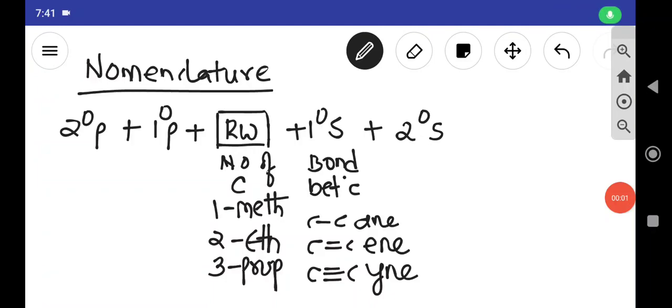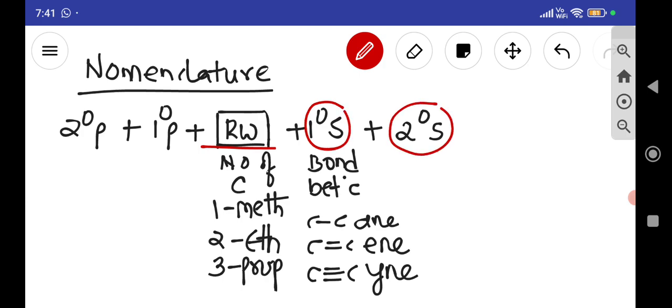Good evening students. In today's class we are going to discuss the nomenclature. For this we have one formula here. First and foremost thing is write the root word. After the root word we will get primary suffix and then secondary suffix. Before the root word, primary prefix and secondary prefix.